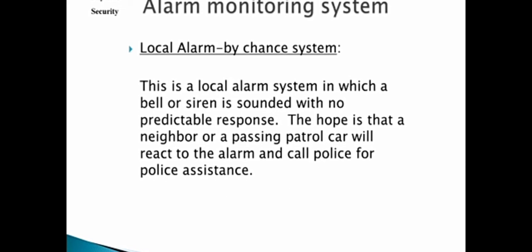Okay, next, a local alarm system. As I said earlier, the local alarm goes off. If there's no one to hear it, it doesn't get reported. There is no response. Very popular in the 40s and 50s around banks and stuff like that. It only works in small towns where the bell wakes everybody up and they start calling the cops. So that's the downside to it.